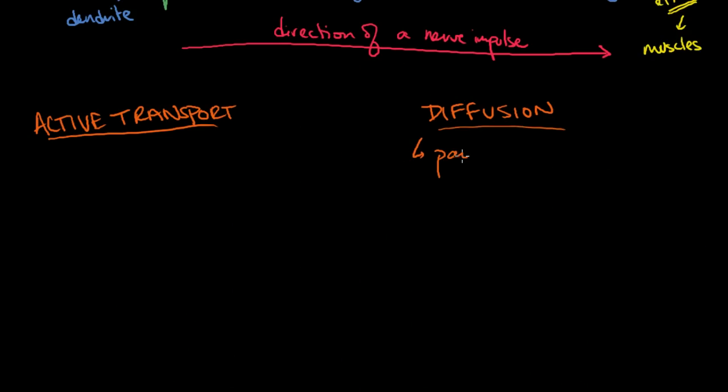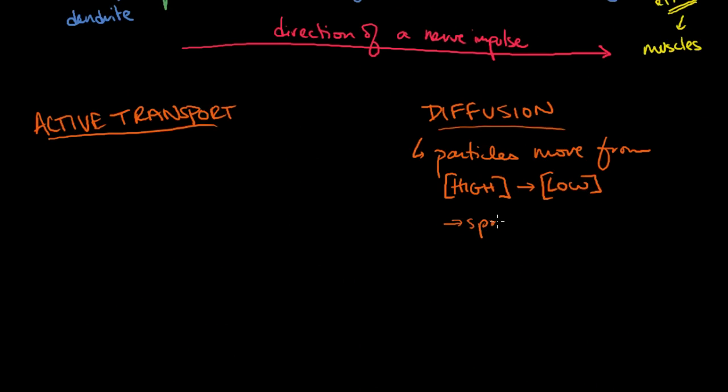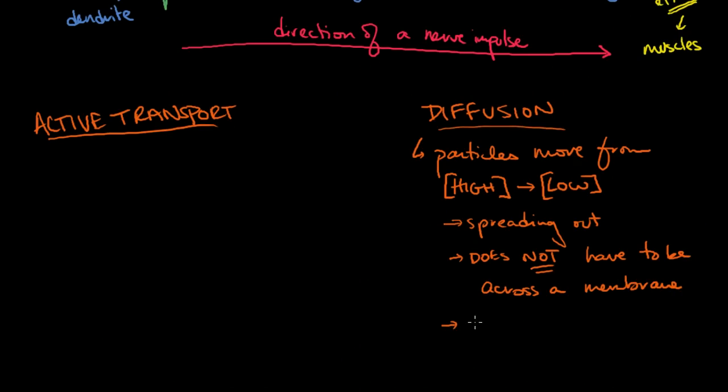So diffusion is simply when particles move from high concentration, that's my abbreviation for concentration, high concentration to low concentration. Essentially, things are spreading out, and this does not have to be across a membrane, because this goes down a concentration gradient. Okay, so it's just spreading out. It doesn't need a barrier to prevent mixing.